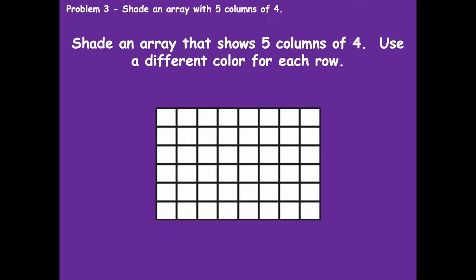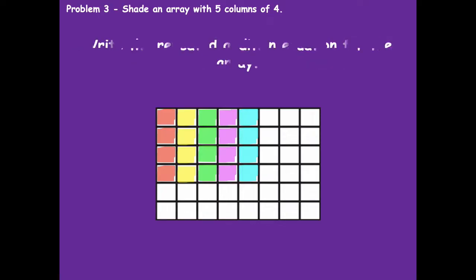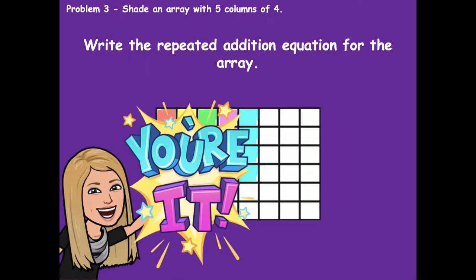All right, friends, pause if you need more time. Otherwise, here's my array. So I have 1 column of 4, 2 columns of 4, 3 columns of 4, 4 columns of 4, and 5 columns of 4. All right, so does your array match mine? Okay, awesome. All right, so now you're going to write the repeated addition equation for the array. So pause the video, write your repeated addition equation, and then click play when you're ready to go over it together.